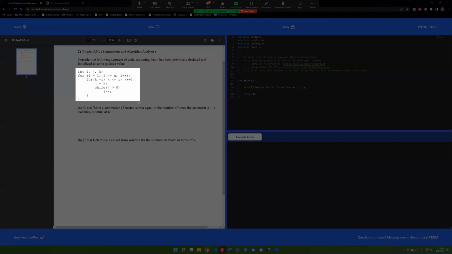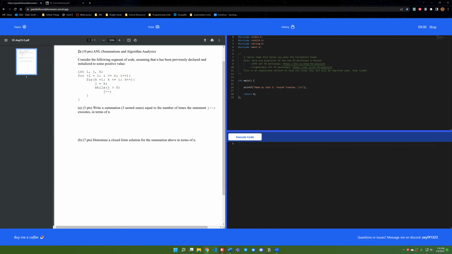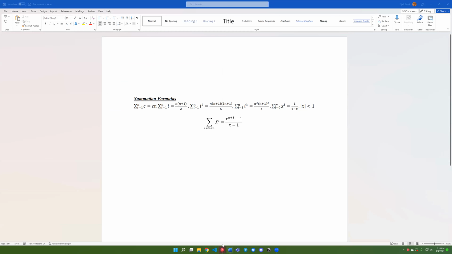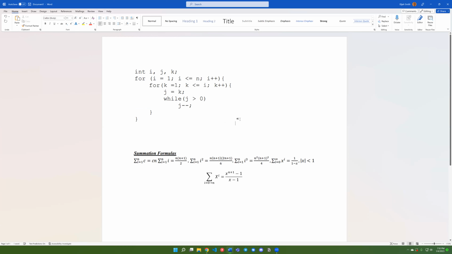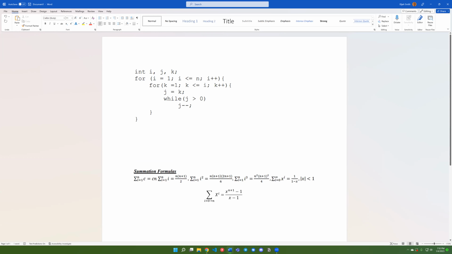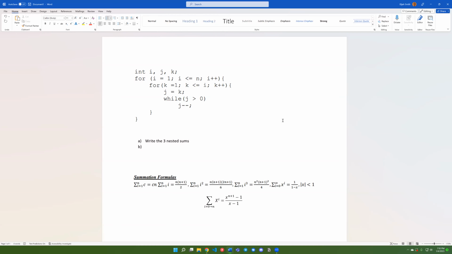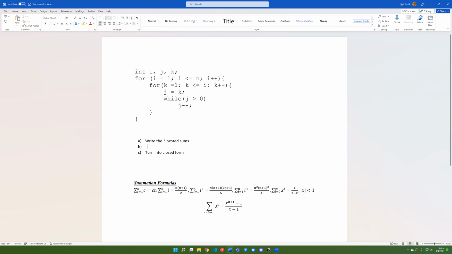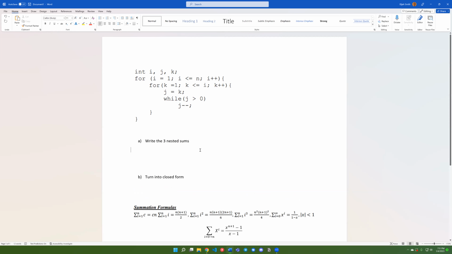Hold on, I gotta screenshot this first just so we know what we're working with. And then here we go. All right, so problem number one, we have this code segment and A writes the three nested sums and then B turned into closed form. So let's go ahead and get started with part A here.